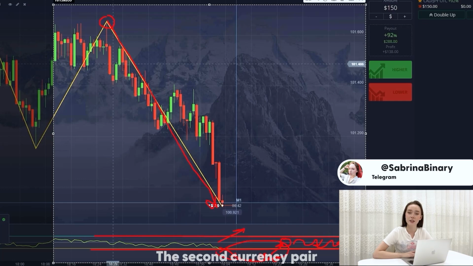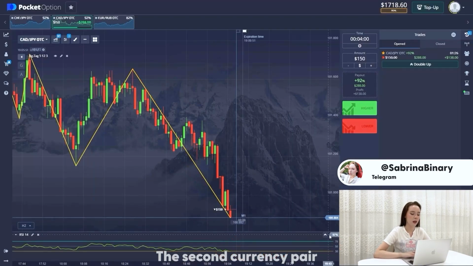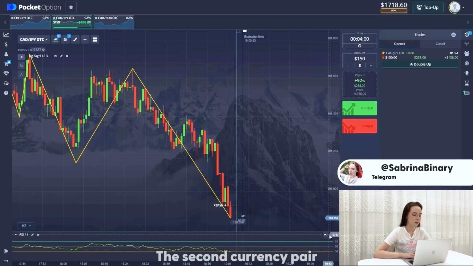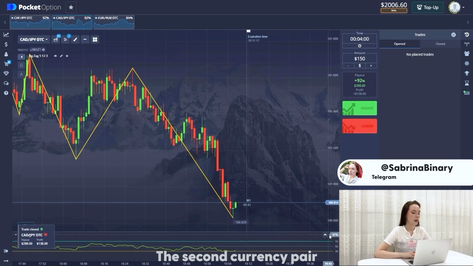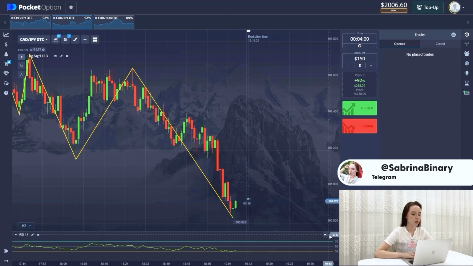And the second deal is closed perfectly in plus. It's just great. And this trade is going to be the final one. I want to change the time frame to 1 minute and open a $200 trade.